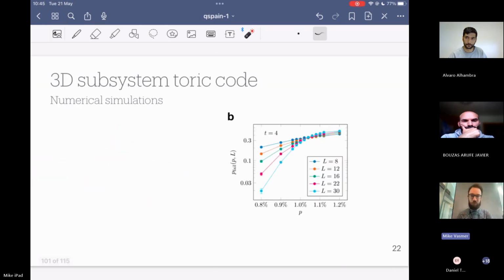Okay, so I think I'm getting quite close to the end, but I'll just flash up some numerical results we did, which I think are quite nice.